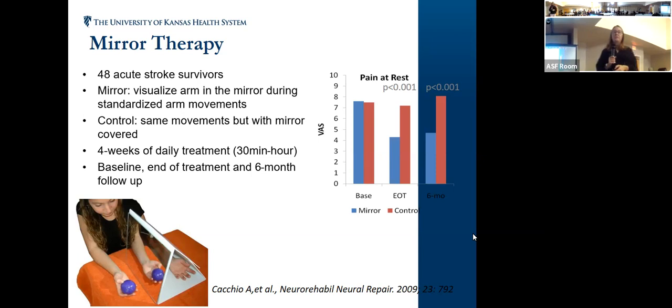And then basically what they found, in this graph here, you can see that their pain scores went down. At baseline, both the people who used the mirror and the people who didn't use the mirror had about a 7.5 out of 10 for pain scores. After 4 weeks, the group that used the mirror, their pain score went all the way down to 4 out of 10. And the people who didn't use the mirror didn't really have improvement. It's hard to see on this picture, but at 6 months, they still had improvement, which is pretty cool, 6 months later. So I think mirror therapy is really helpful.